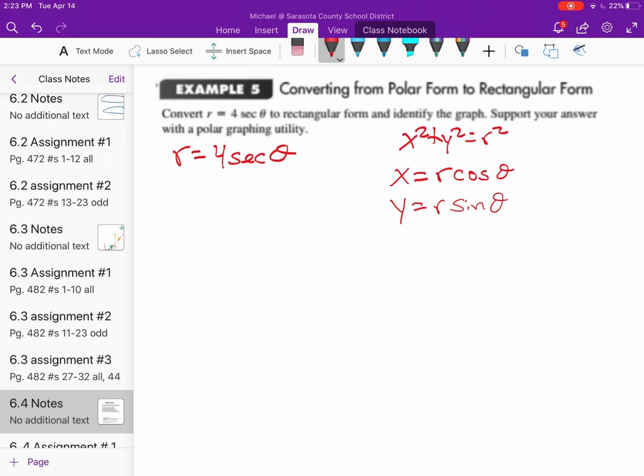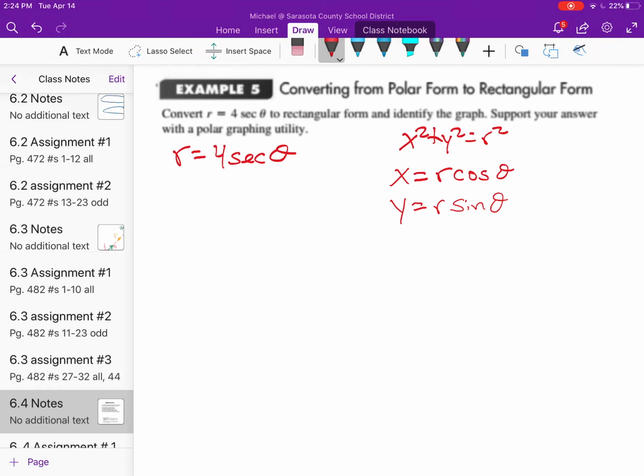Now, I wish there was a one-size-fits-all way, but there's a little bit of manipulation that has to happen depending on the scenario. When I do r equals 4 secant theta, the approach may look very different from a different example. It just depends on what is provided to you, and on whether we're dealing with a more complicated equation or a simple one like this one honestly ends up being. So let's take a look.